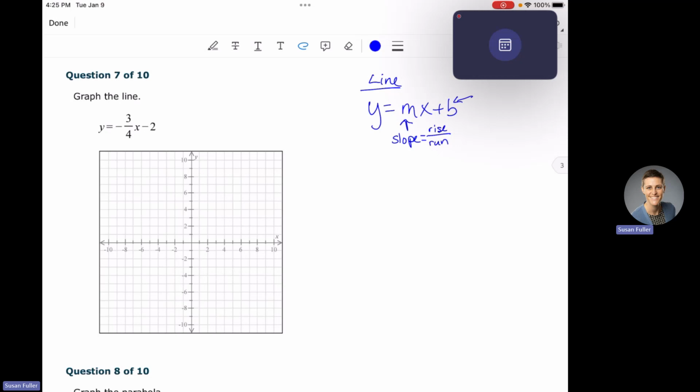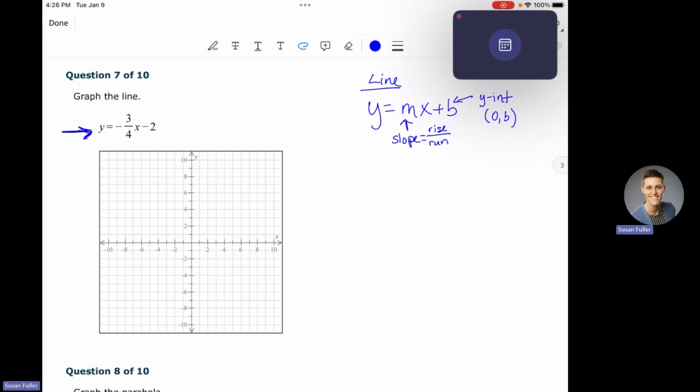And then this b value here, this tells you your y-intercept. Y-intercept is where you cross the y-axis. So this b value tells you that you cross the y-axis at the ordered pair (0, b). Anywhere on the y-axis here, x is 0. That's why this coordinate is always 0 in your y-intercept. And then b is going to be the y value where you cross that y-axis. So that's what your b value tells you. It's your y-intercept.